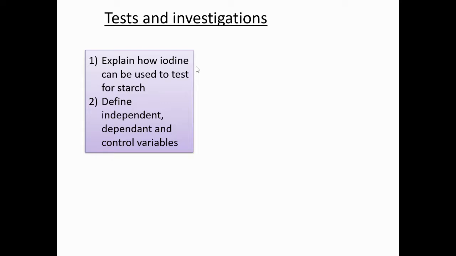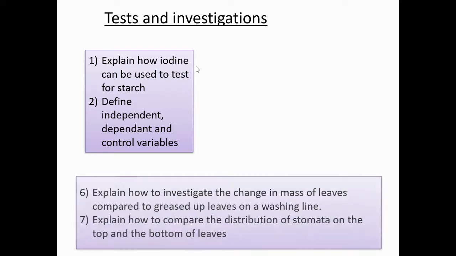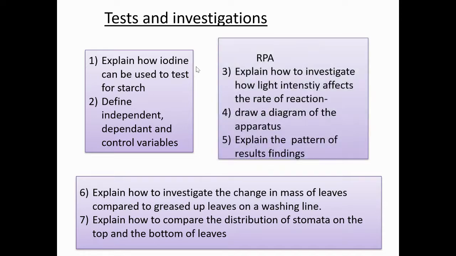Define independent, dependent, and control variables. For the required practical, can you explain how to investigate how light intensity affects the rate of reaction? Can you draw a labeled diagram of the apparatus used? Can you explain the patterns of the results?